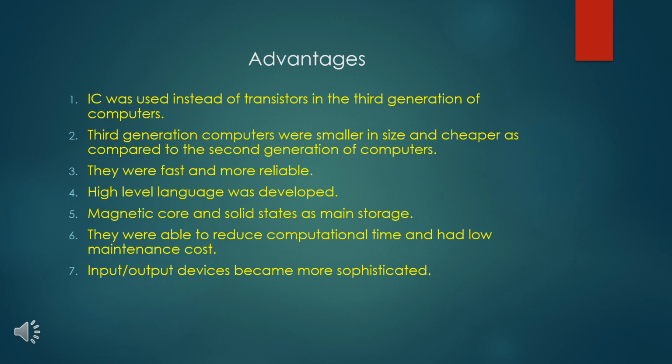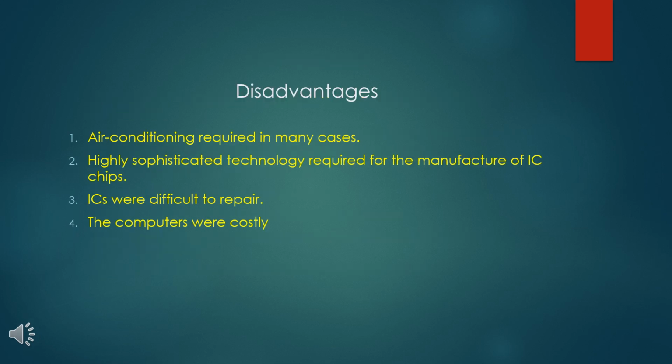Disadvantages of third generation of computers. Air conditioning was required in many cases. Highly sophisticated technology was also required for the manufacture of integrated circuit chips. Integrated circuits were very difficult to repair. The computers were costly. Now, over to you, Abhishek, for fourth generation of computers.